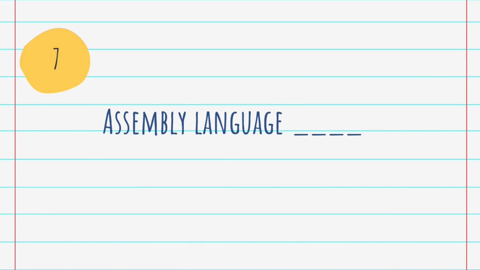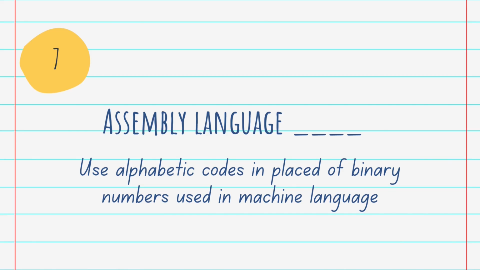Question number 7 is assembly language. Answer is use alphabetic codes in place of binary numbers used in machine language. An assembly language is a type of low-level programming language that is intended to translate high-level languages into machine language and communicate directly with the computer's hardware. Basically, it is designed to be readable by humans. That's why it uses alphabetic codes in place of binary numbers.